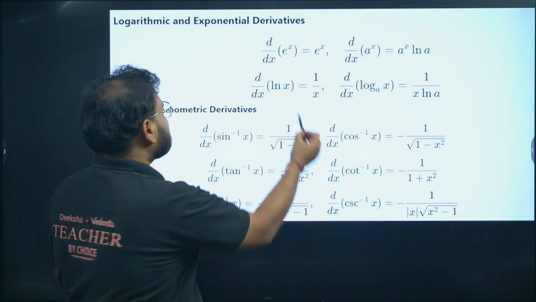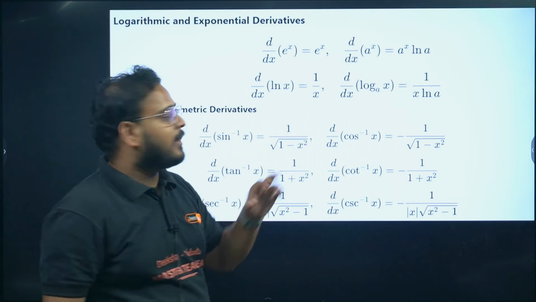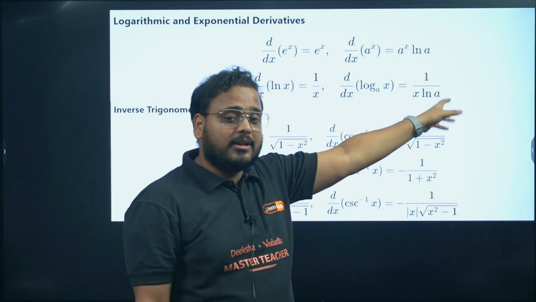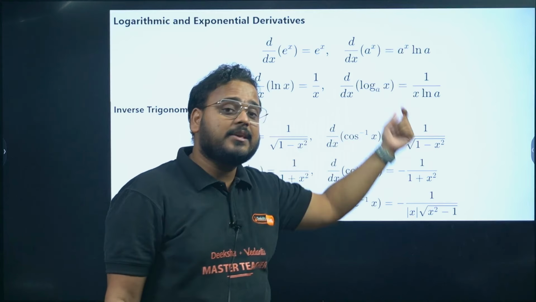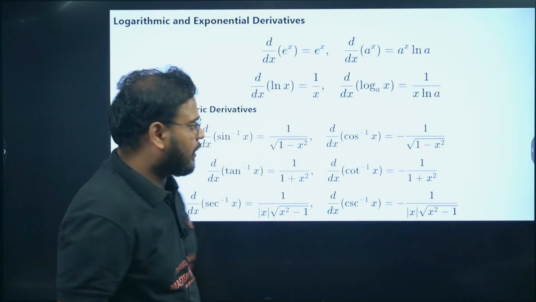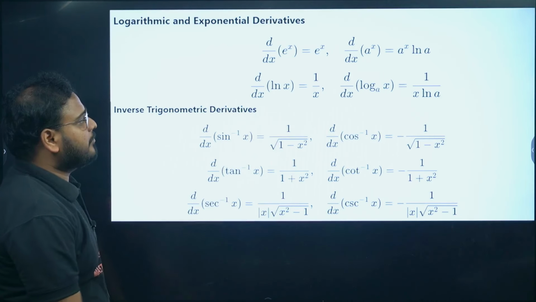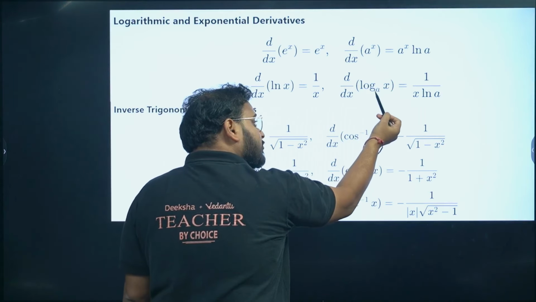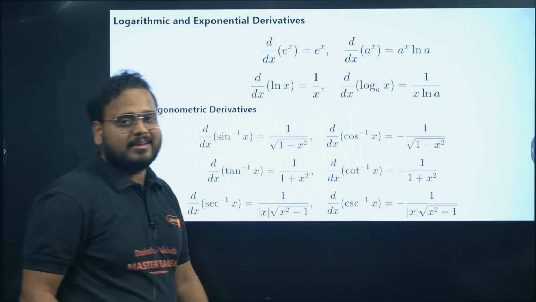Okay, because this is the natural value, that's why it is e power x as it is, otherwise it will come with ln a. The ln means what? Log with the base e of the constant a. Same goes over here, derivative of the ln part here, log. In the case of log with the base other than the natural value, you get 1 by x ln a.